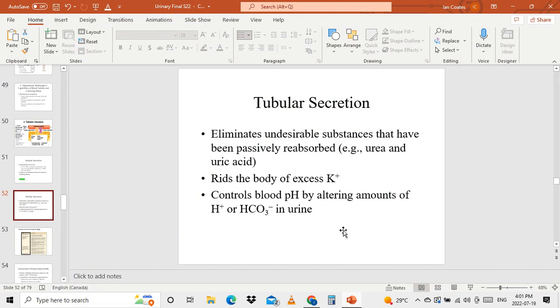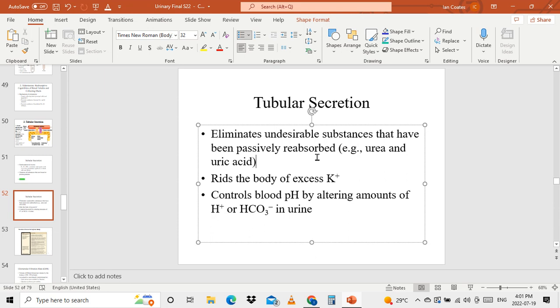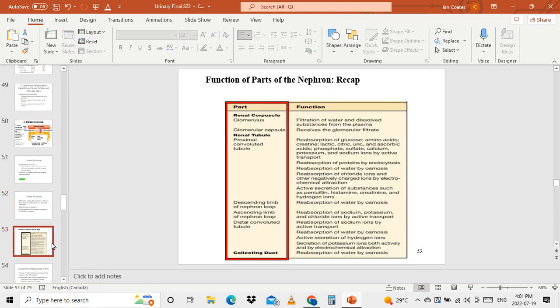Let's finish off the kidneys. We're just finishing off the DCT, the tubular secretion. Again, we've talked about it a number of different times. This is the fine tuning in the DCT. It has the opportunity to get rid of undesirable things: excess urea, uric acid, potassium. We've got the hydrogen, which controls the pH. There's your carbonate. So it's just a matter of fine tuning.